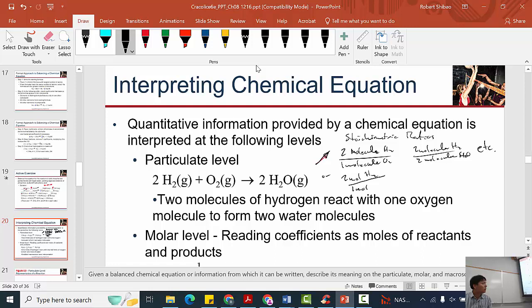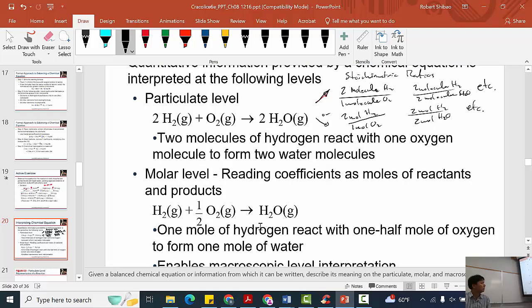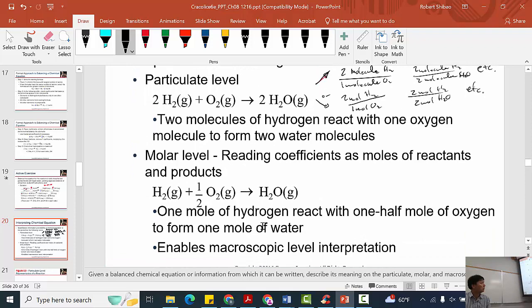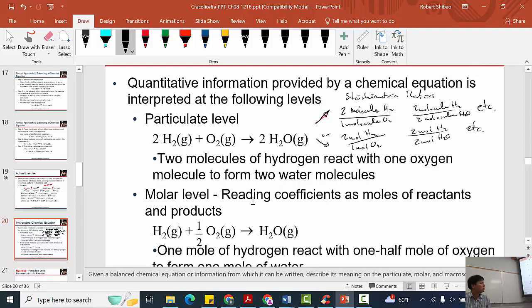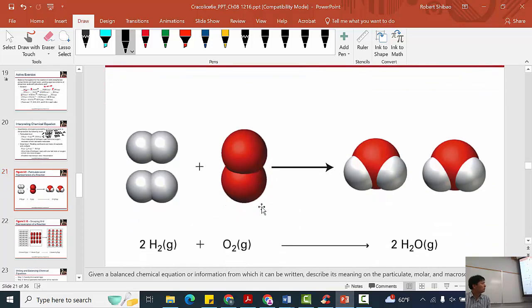And so I could do it at the particulate level, or I could do it at the macroscopic level. At the macroscopic level, we want to use moles worth. That way we can bring it into quantities that are significant, that we can actually see. And so this is what this slide is saying here. It's a lot of wording for that. This is at the particulate level here.